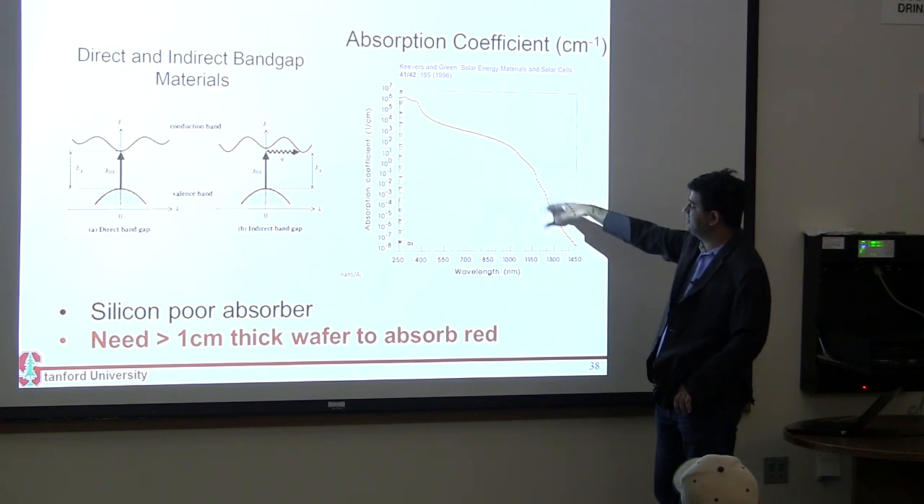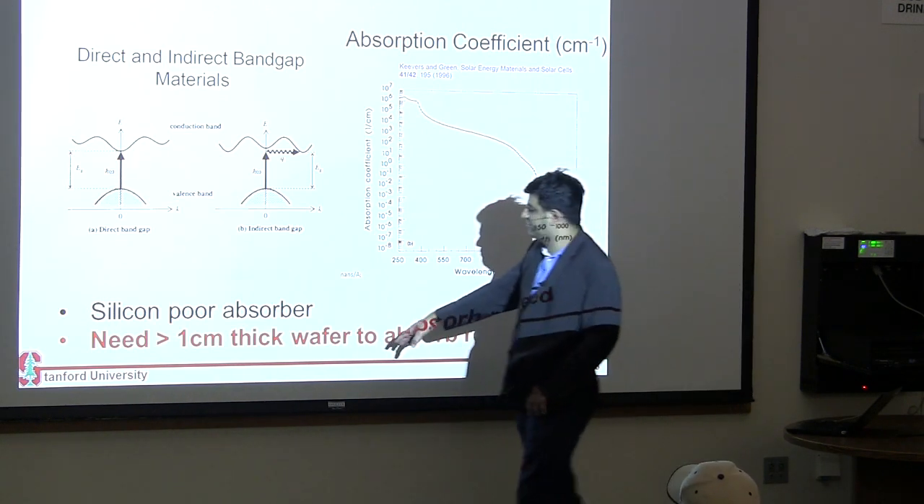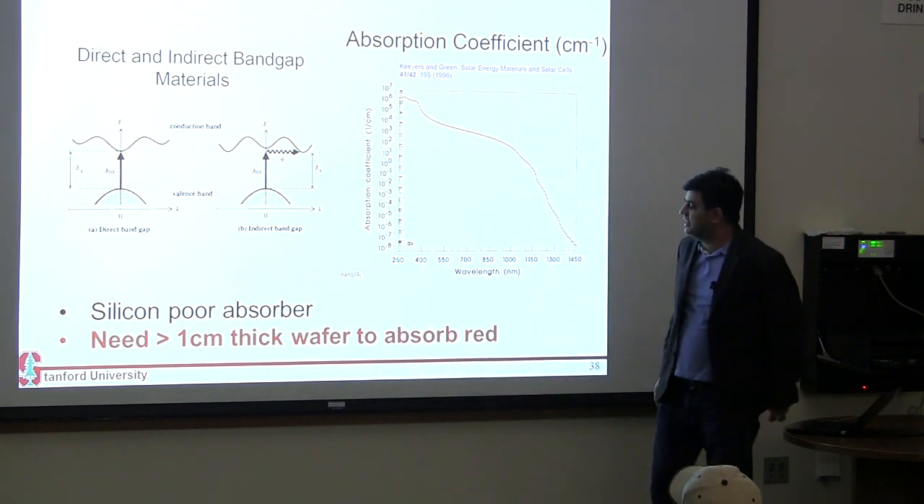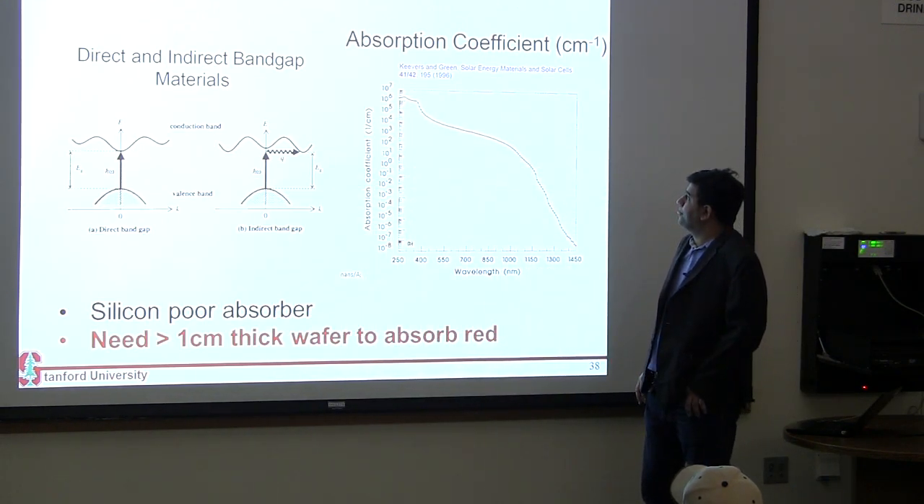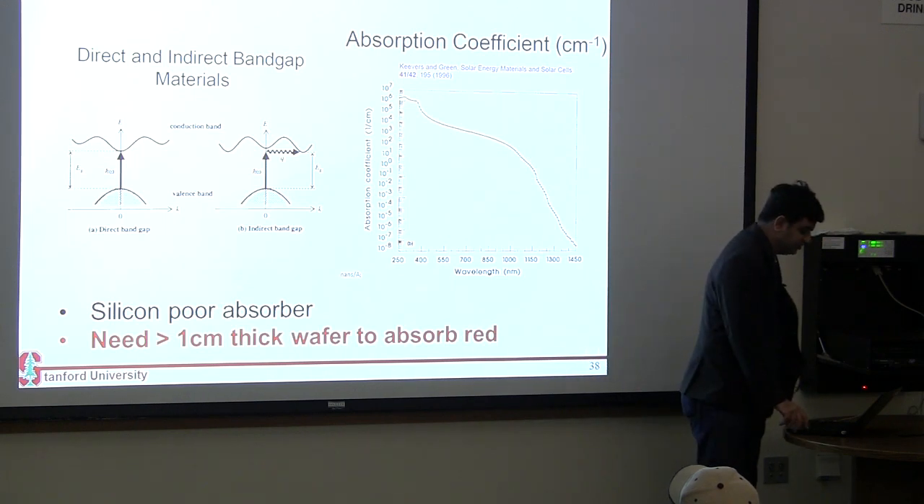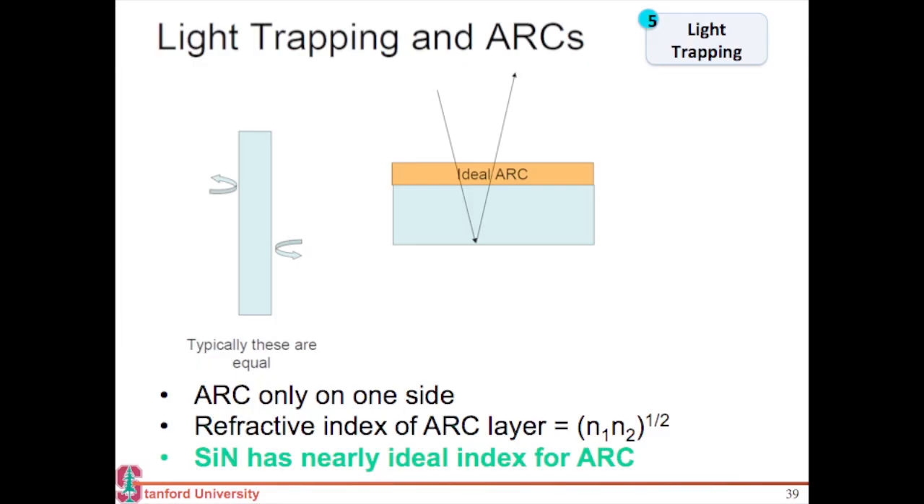And for these red lights, you need to have a wafer which is more than a centimeter thick. And nobody wants to spend that much silicon. So this necessitates the need for having light trapping schemes in your solar cell. So the very first and the simplest light trapping scheme is having an anti-reflection coating.